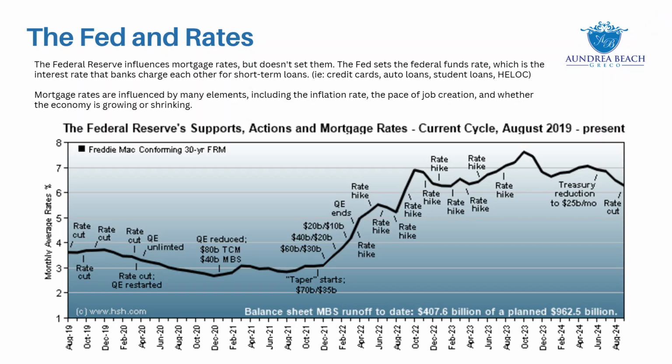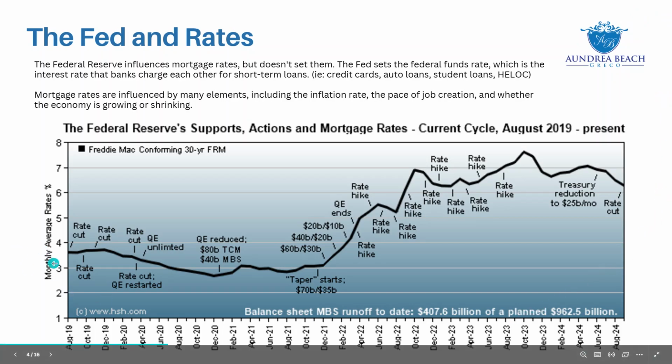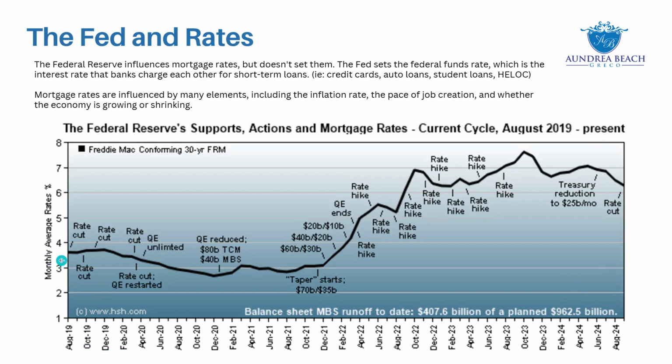And as you can see from this chart, the Fed funds rate has gone up and down depending upon what's going on with the economy. You can see in 2019 all of these rate cuts, all through 2021, all these hikes, and our recent rate cuts in 2024.